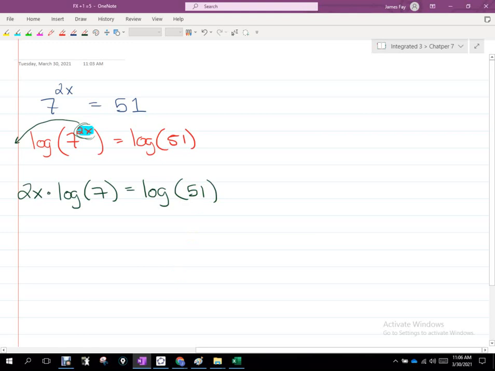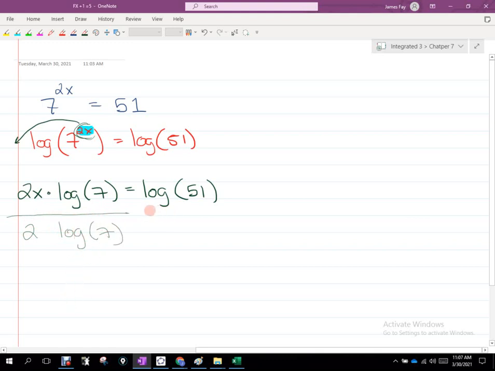Okay. At this point, we talked about the last question we did yesterday. We've got an option. Okay. What do you guys want to do over here? We got to get x by itself. What do you guys want to do first? Okay. So you're going to do the whole thing. You're going to divide everything here by 2 log of 7.